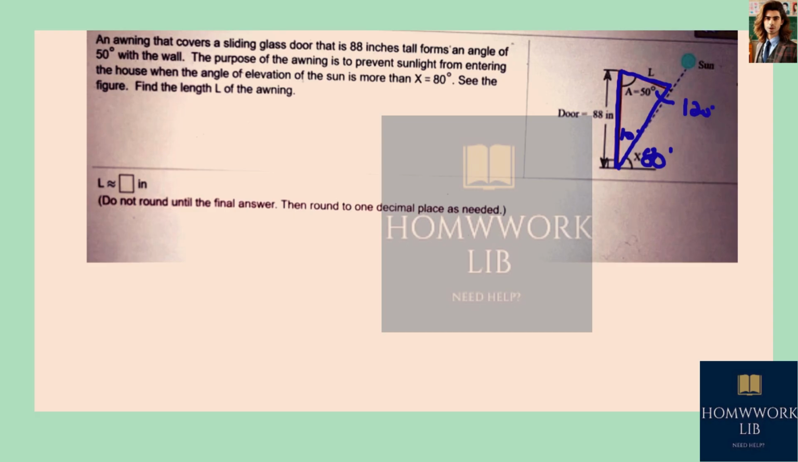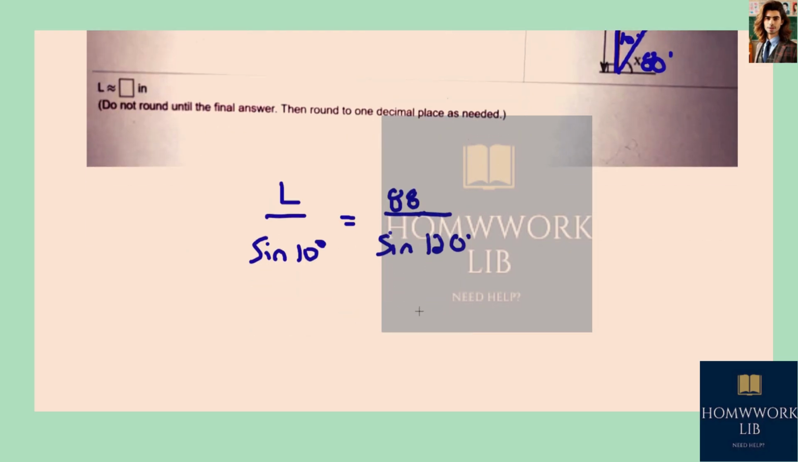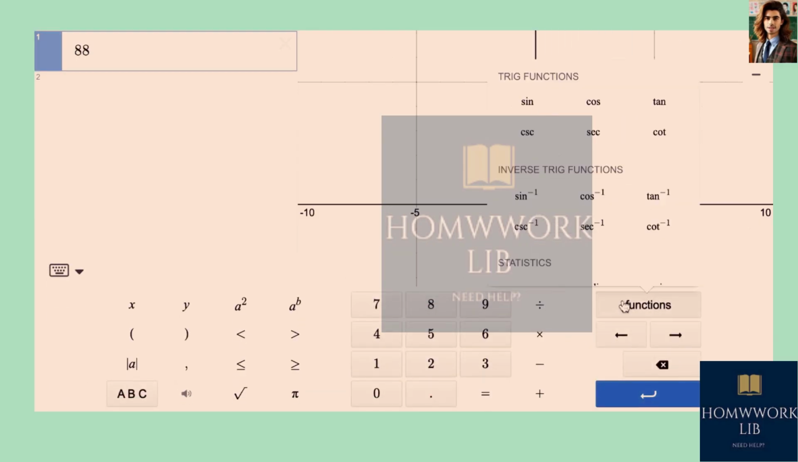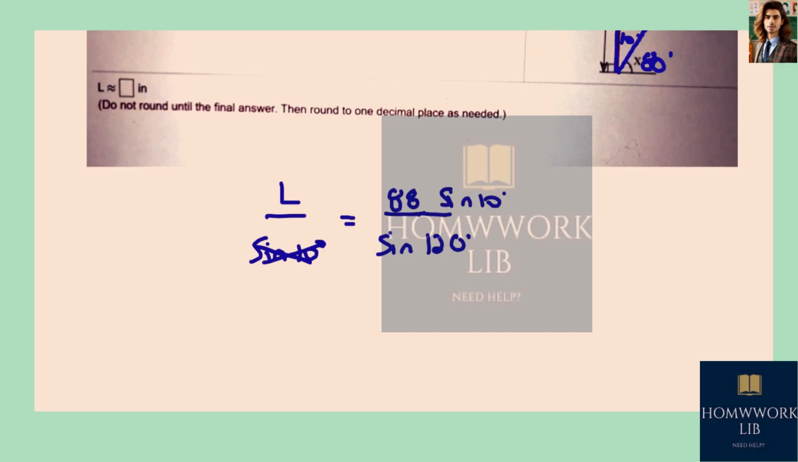We want to find L. We can use the law of sines, which says that a side over the sine of an angle is proportional to another side. We'll take the 88 over the sine of its opposite angle, which would be 120 degrees. We could cross multiply the sine 10, and then we have L. So in a calculator in degree mode, we have 88 sine 10 over sine 120.